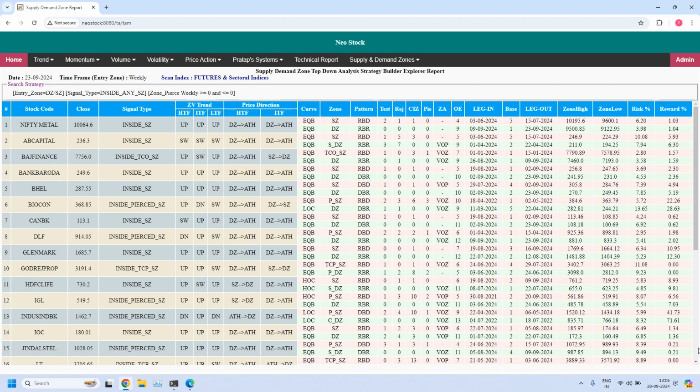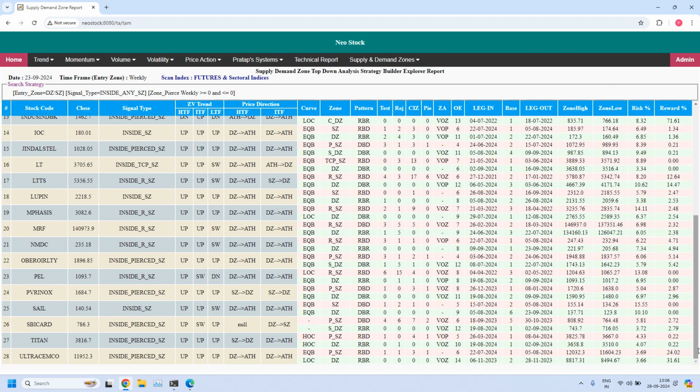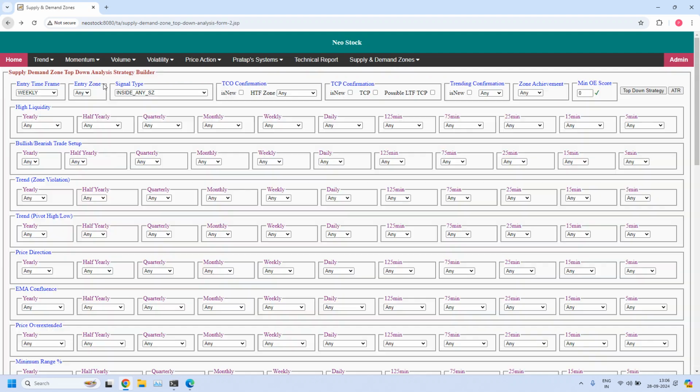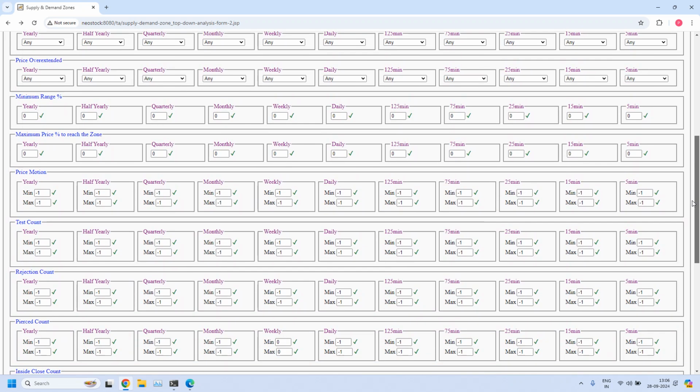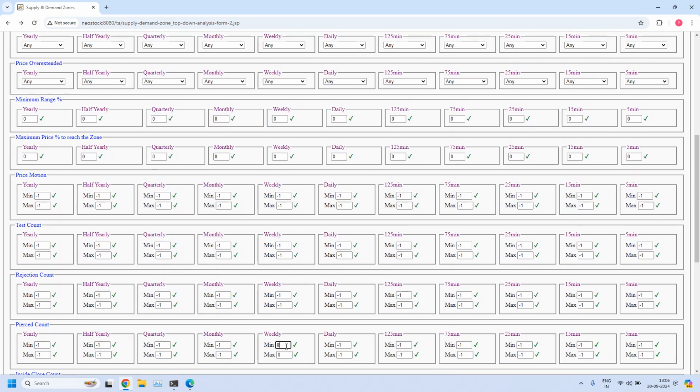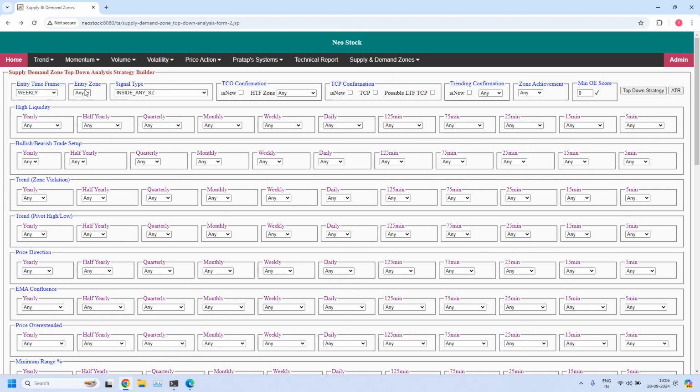Let me scroll the list down. Some mistake has been done here. The pierced count list is displayed, maybe something wrong I might have done. In the pierced count weekly time frame, we set minimum value 0. Okay, I have to set the entry zone should be supply zone.